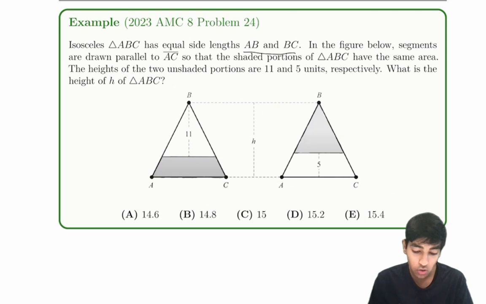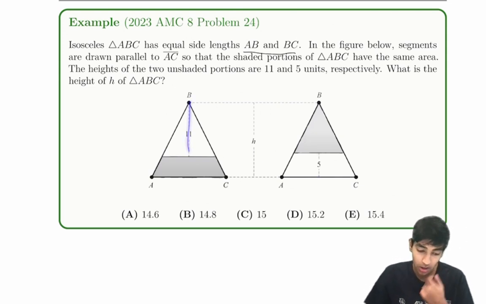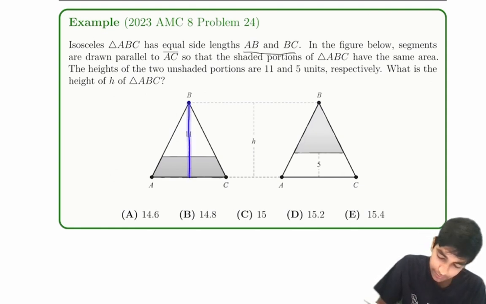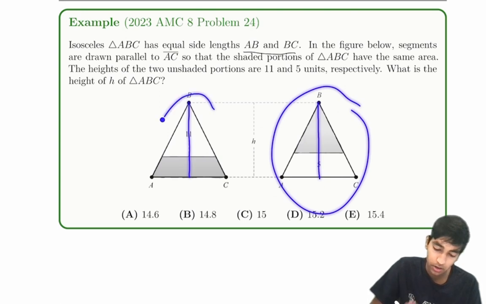The height of the two unshaded portions are 11 and 5 as seen in the diagram. What is the height H of ABC? Cool. So this has a height of H. This has a height of H. Notice that these are the same triangles.